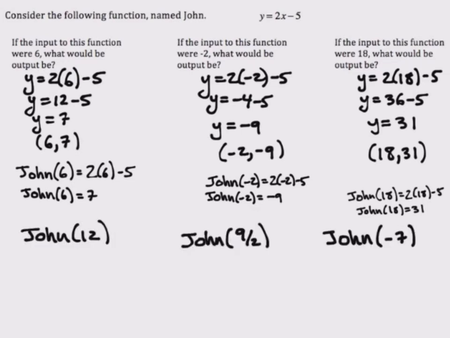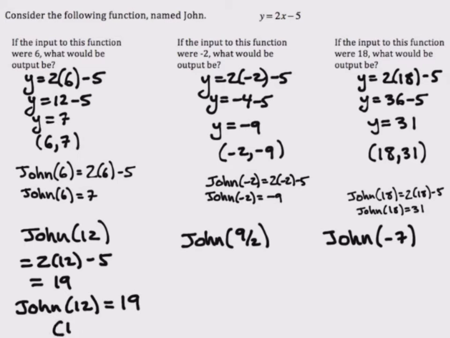So now below we're asked, please find the output when the rule John is applied to the input 12, or we could similarly call this John of 12. And all we do is we substitute 12 in for our input variable and evaluate. So John evaluated at 12, or John of 12, would simply be 2 times 12 minus 5, or 19. And we would end up with John of 12, or the rule John, when applied to the input 12, gives an output of 19. And we could write it as an ordered pair as well. I just want us to be very comfortable going back and forth between ordered pairs and function notation.